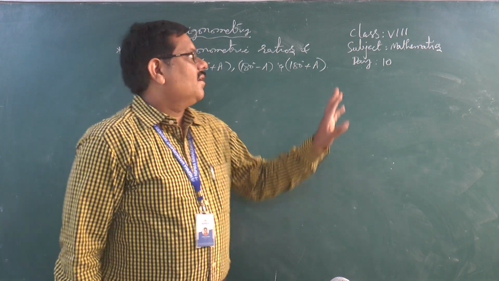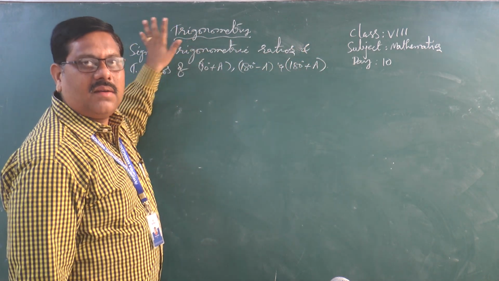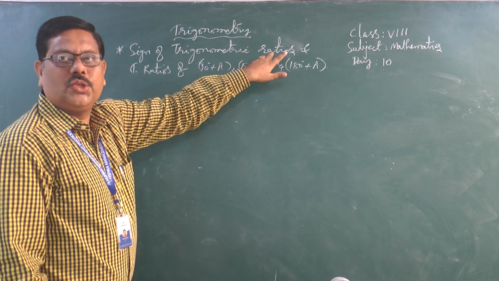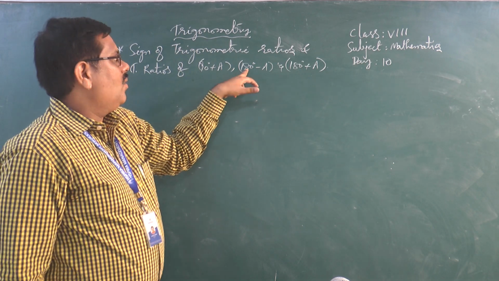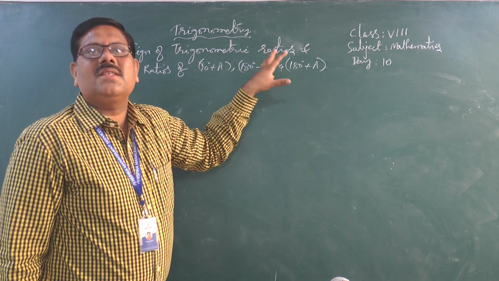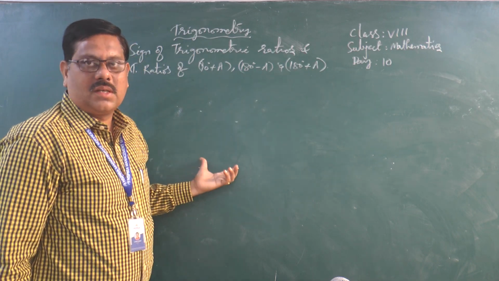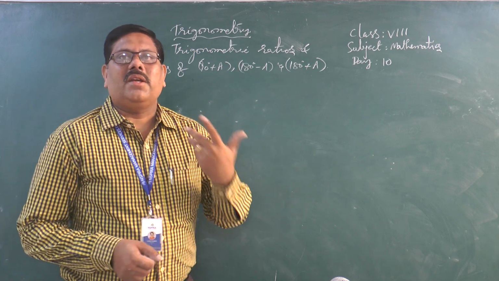Today for class 8 trigonometry we are going to study the subtopic of signs of trigonometric ratios and trigonometric ratios of 90 degrees plus A, 180 degrees minus A and 180 degrees plus A. Based on this, we are going to discuss the problems. First, let us understand what the sign of a trigonometric ratio is.